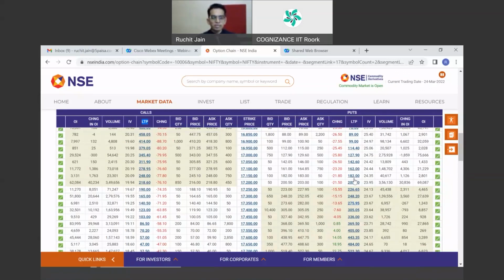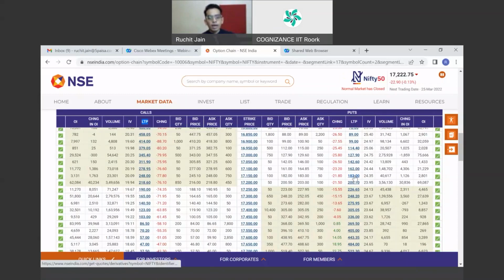So you can see on both the sides, call as well as put option, the out of the money premiums are cheaper and the in the money premiums are expensive. We discussed the reasoning about this. Why? Because out of the money options only have time value in them, and in the money options have time value plus intrinsic value. So how to calculate intrinsic value?